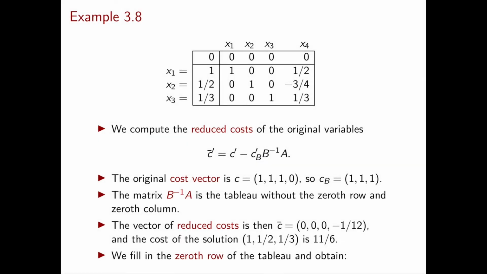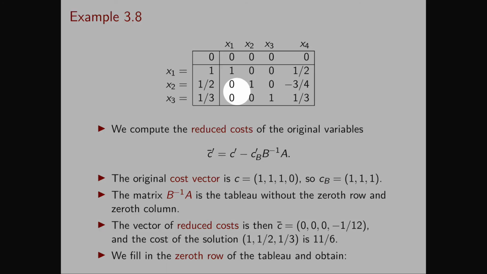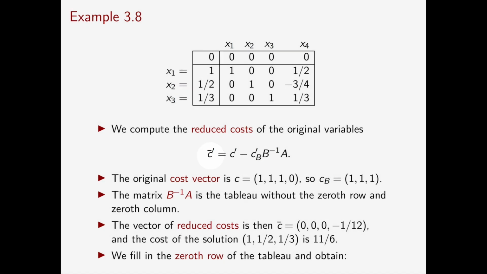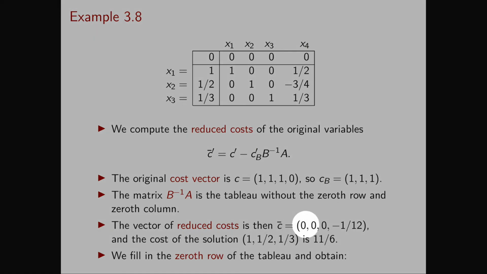What else do we need to compute to compute our reduced costs? We need to compute B inverse A. This is easy because we know that the matrix B inverse A is the tableau without the 0th row and without the 0th column. So it is this part of the tableau. Now we have all the elements to compute C bar transpose. If you do the calculations, you will obtain that C bar is 0, 0, 0, minus 1/12.